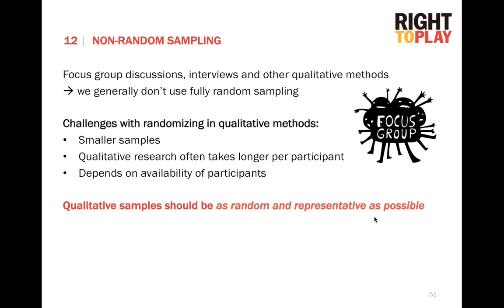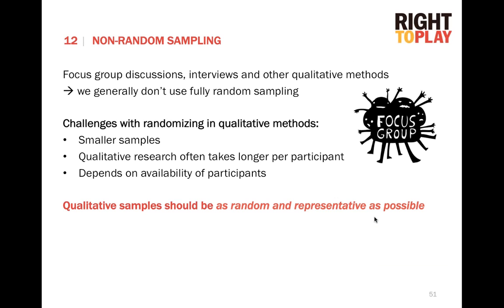And so if you're doing an hour-long interview with a number of different people, you just can't go to 400 people and do an hour-long interview. The random sampling approach just isn't feasible, and it's not practical. And of course, it also depends on the availability of participants, because, as I mentioned, qualitative research often takes a lot longer. So you do have to be really respectful and understanding of participants' availability and their willingness to give you that time. Of course, you want your qualitative samples to be as random and representative as possible.